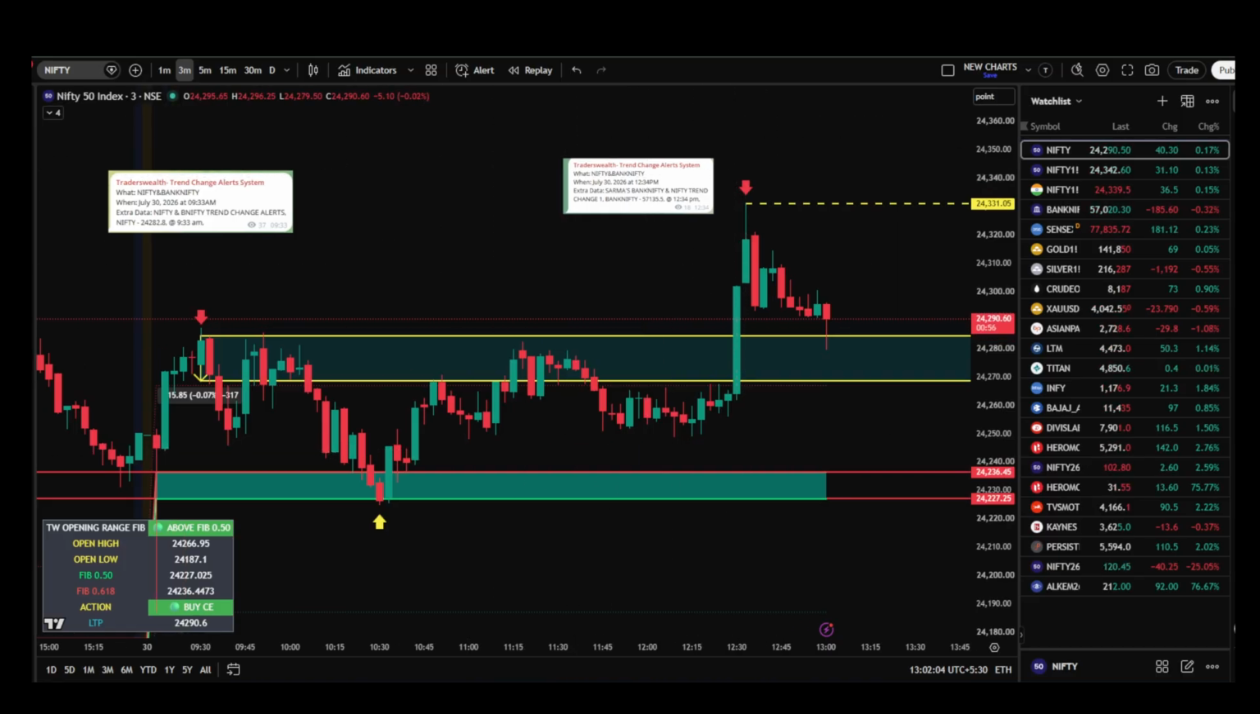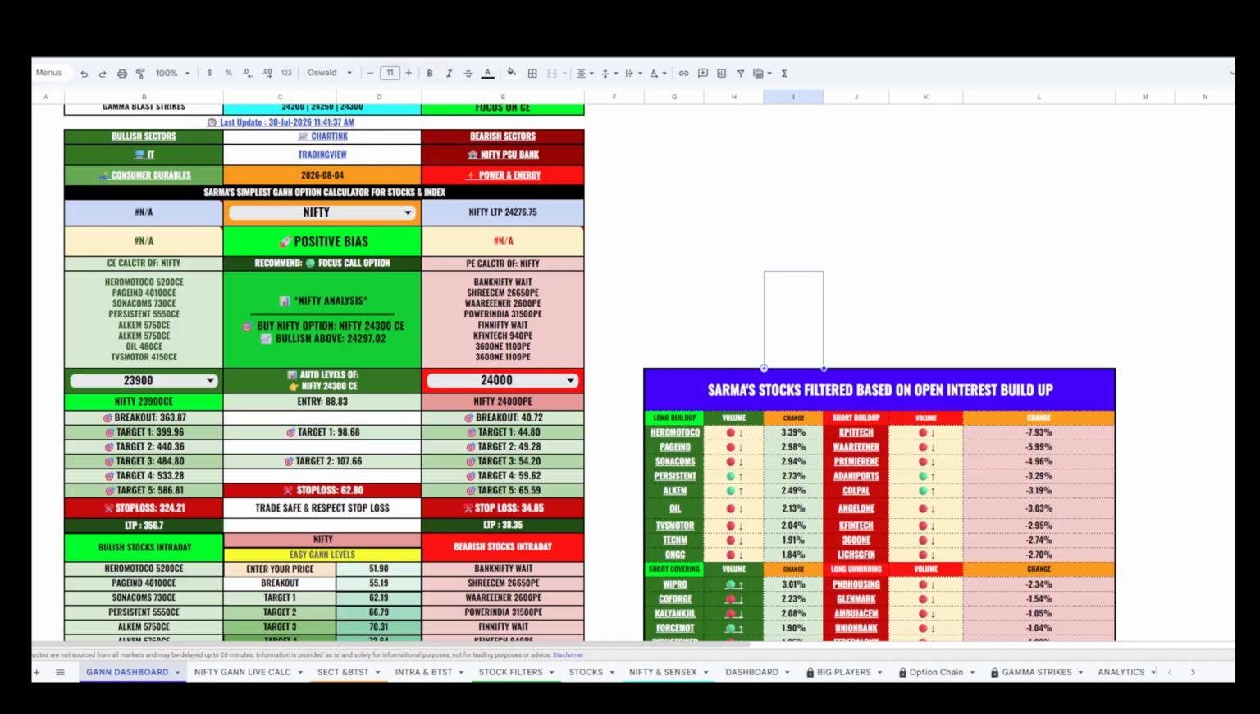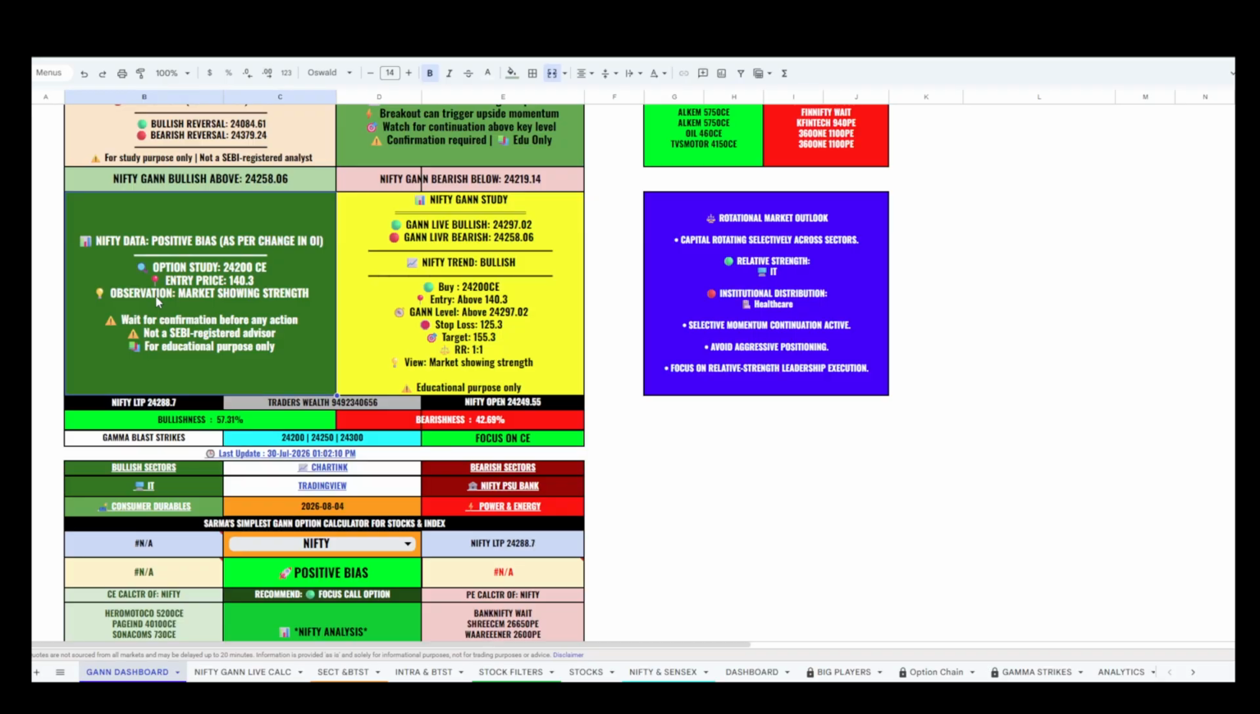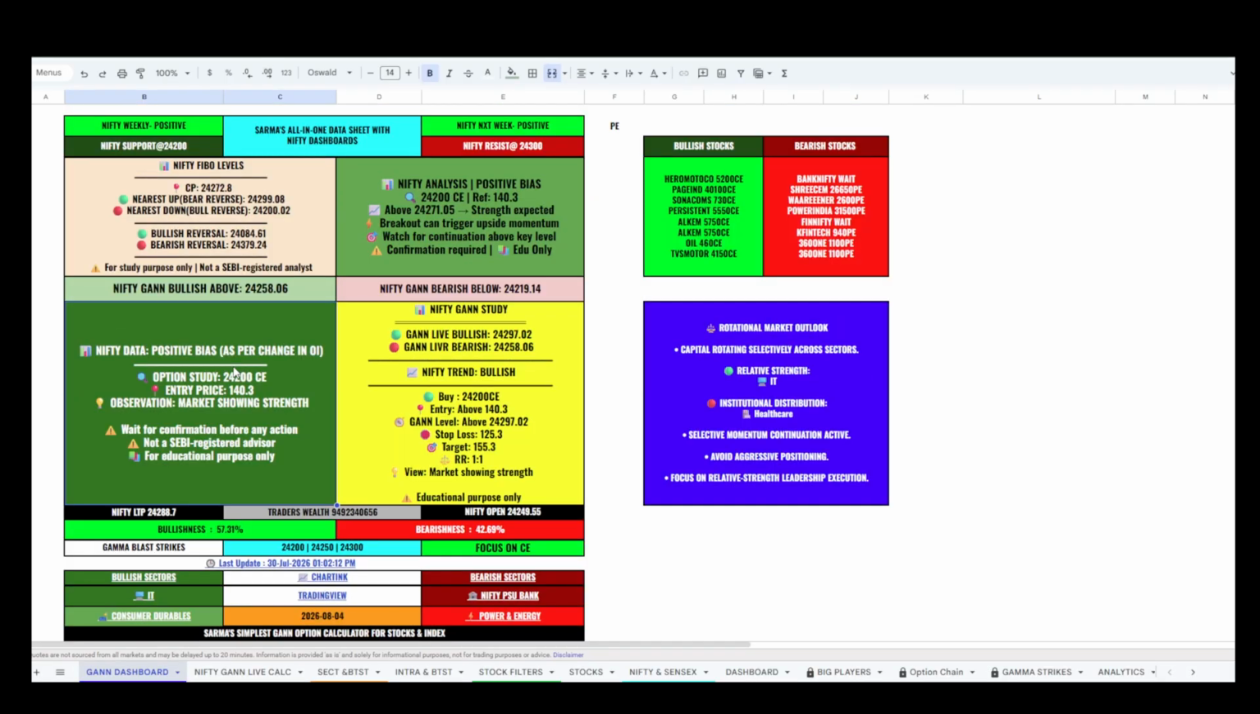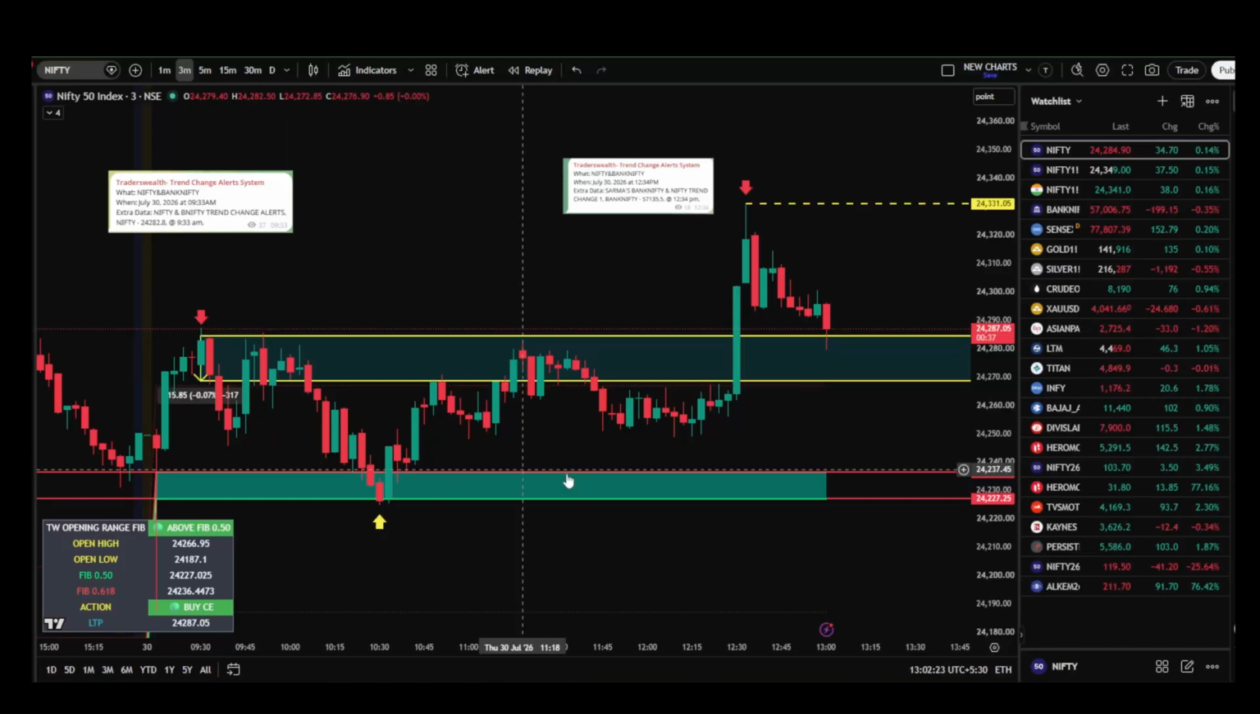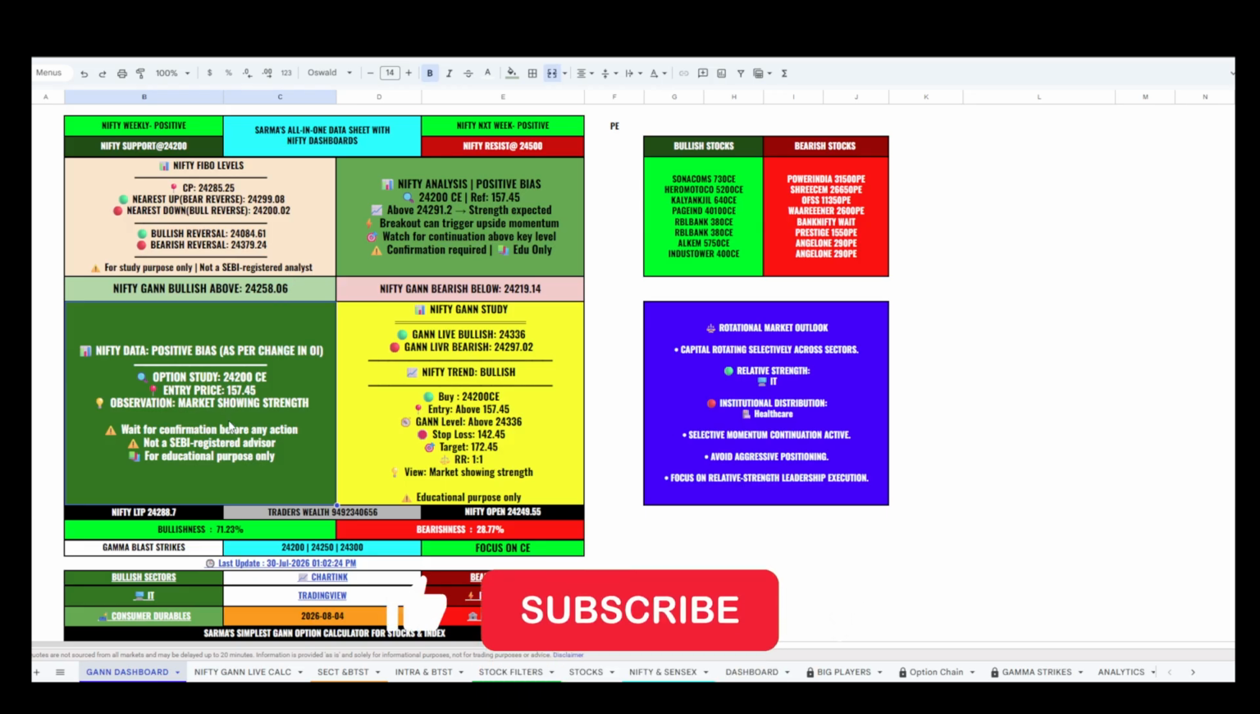So again, going back to my sheet, I'll show you whether the market is bullish or bearish. It will let you know. The market has been bullish, positive bias. I told them it is very strong. While talking to them, after 9:30, it became bearish again. After these candles reached up, it changed to bullish. So it was strong bullish.